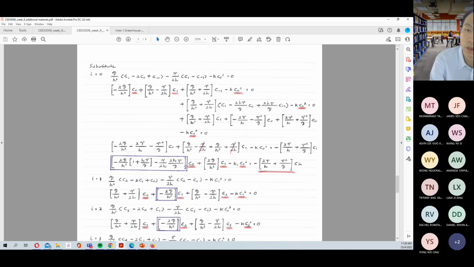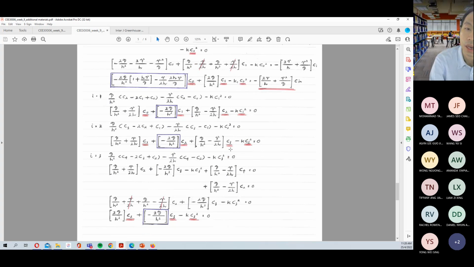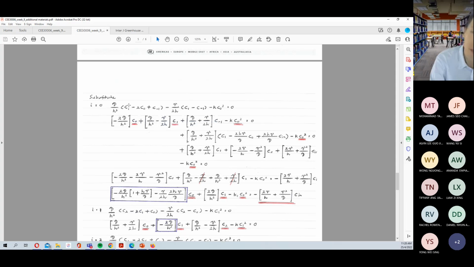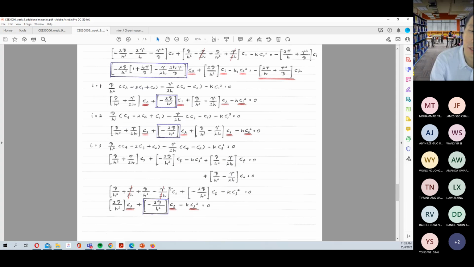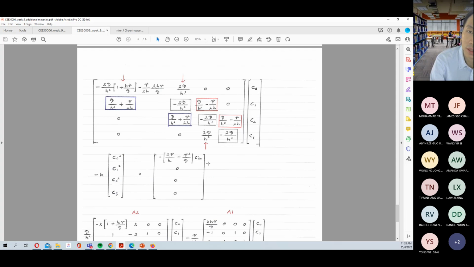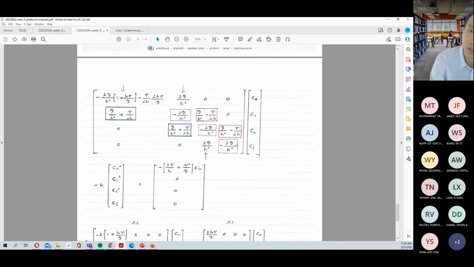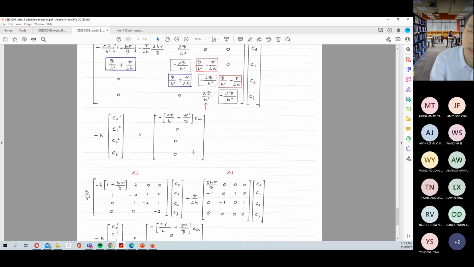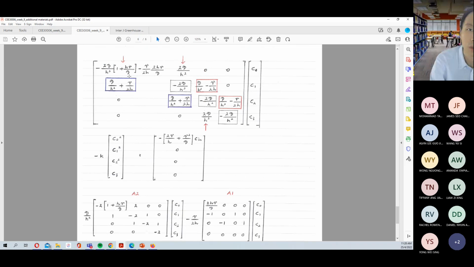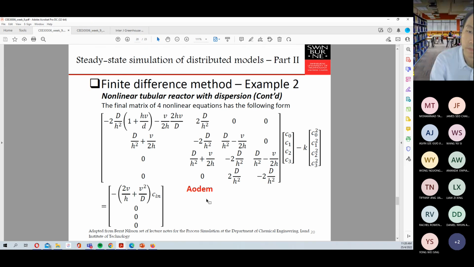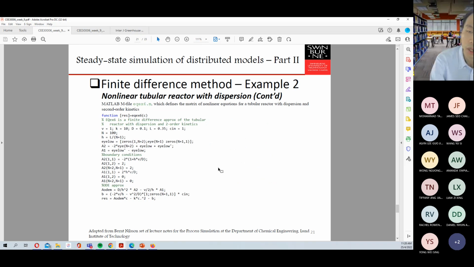If we substitute the boundary conditions, we will have these final equations in here. The ones that are affected are the first one and the last one. As a result, you will have this particular matrix. This will be the thing that you need to code into your MATLAB. So this will be what you have.